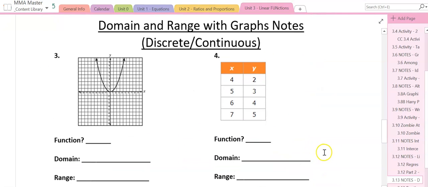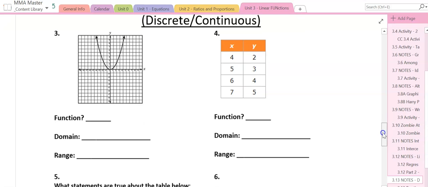Now we're going to have a couple of different things. We're going to look at a graph, and this is a really important graph right here. This is your quadratic function. We're going to get into those next semester, but I thought it was important that we see it now.